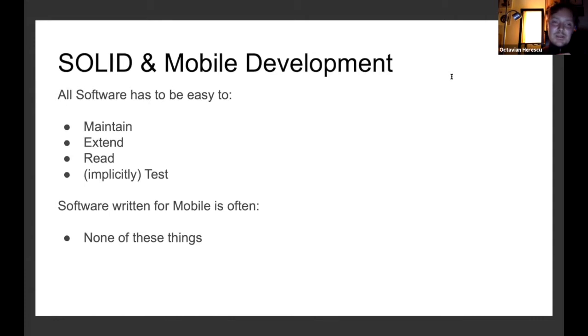So the best version of any code base is maintainable, extendable, and, in my opinion the most important one, readable. And implicitly, if those three things are there, it's testable. So those are very, very important metrics. Sometimes they're easy to actually measure, sometimes they're not. Readability, for example, is kind of hard.